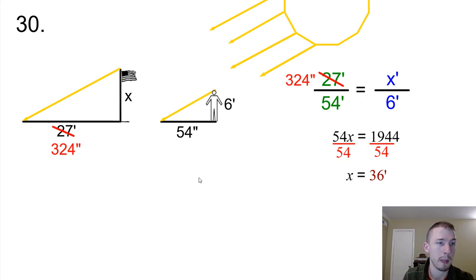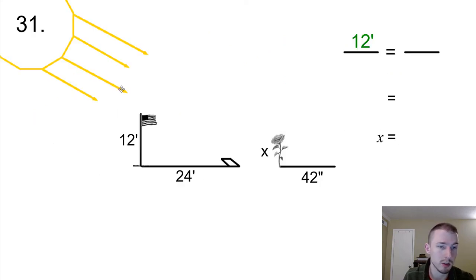Number 31, indirect measurement, just like the last one. So as long as these measurements are being taken at the same time, they're going to be similar, and the sides will be proportional. So we have 12 feet goes to x feet for the height of this flower, the shadow of 24 feet and 42 inches. So it's okay if both of these are in feet and both of these are in inches, that should be fine. It'll be the same scale factor between them.